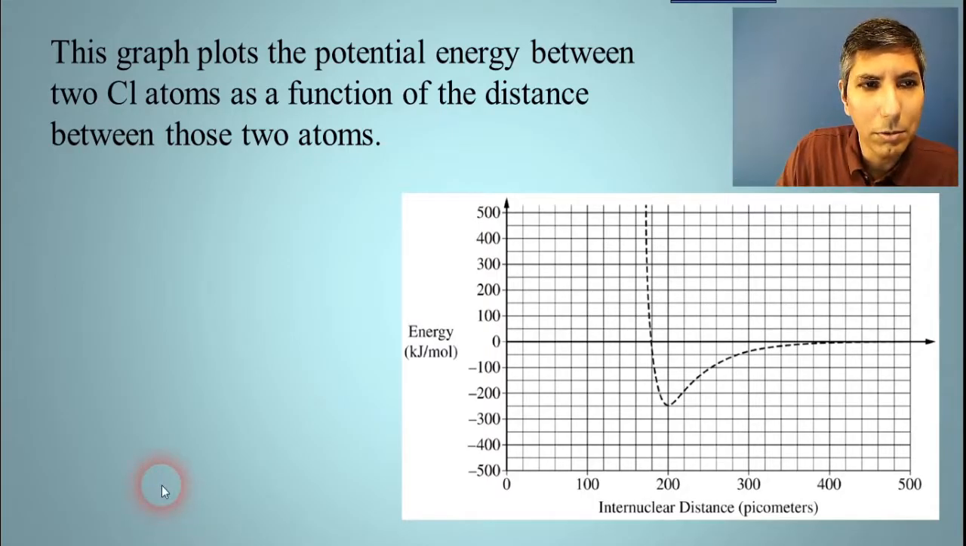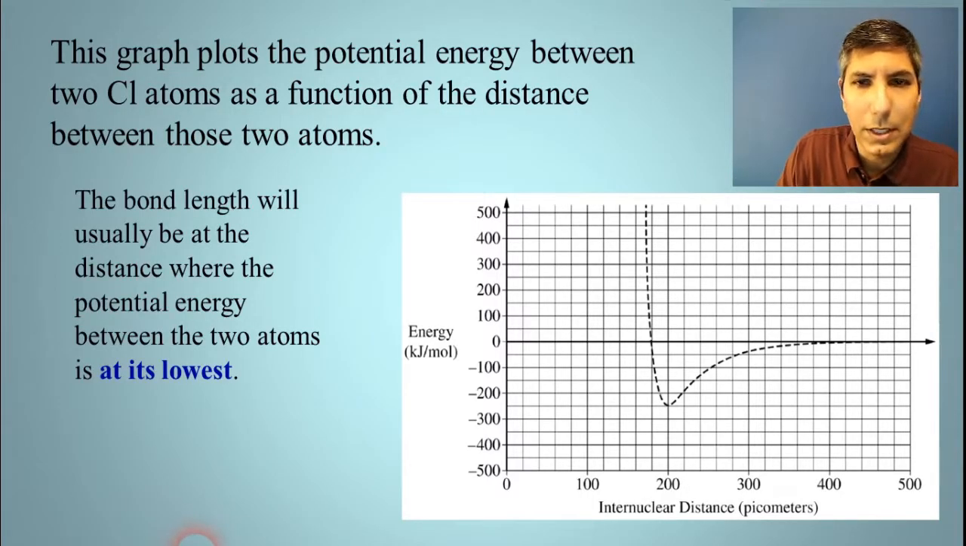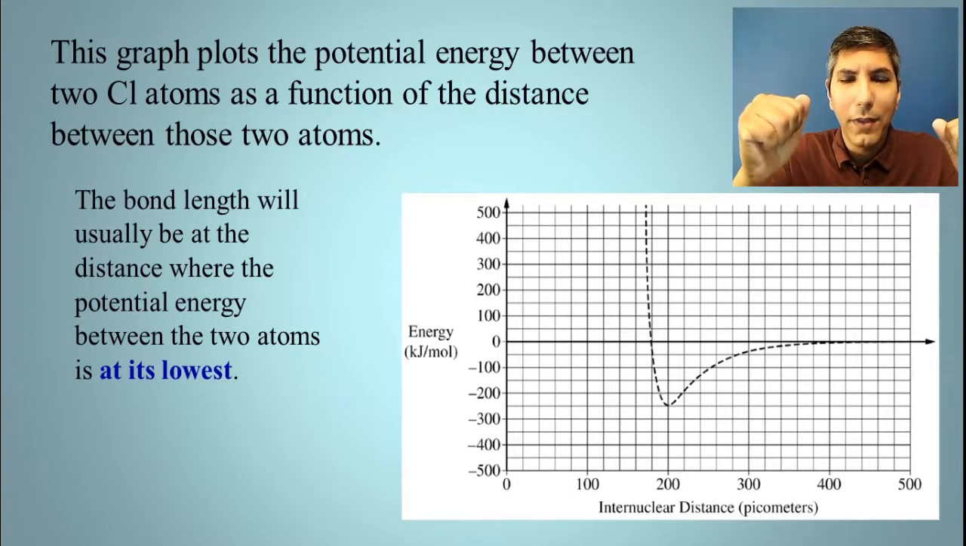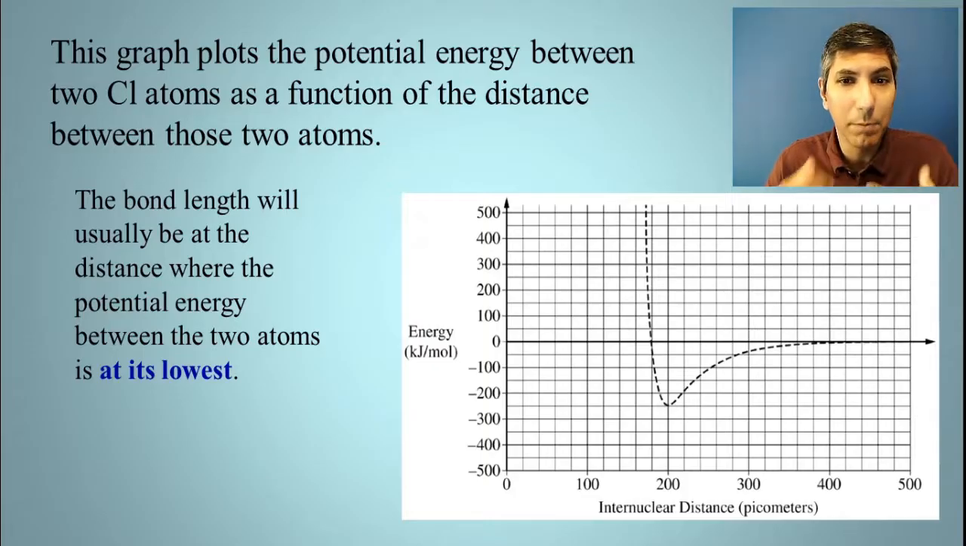Generally speaking, the way this works is the bond length is going to be the distance where the potential between the two atoms is at its lowest. You might remember that from the last video. We talked about when the atoms are farther apart, they have higher potential energy. When they're closer together and actually forming a bond, they have the lowest potential energy. So this is an actual graph of that.